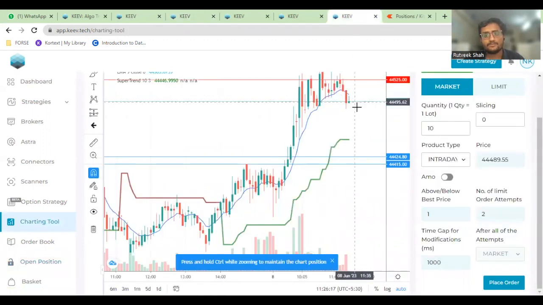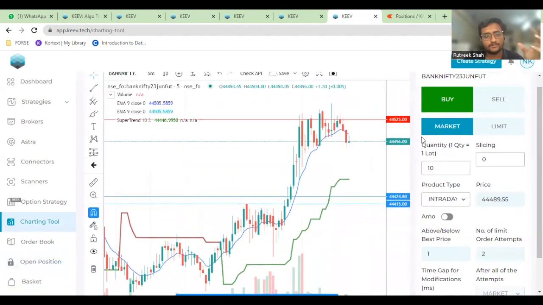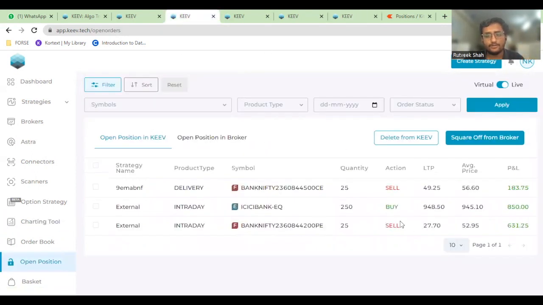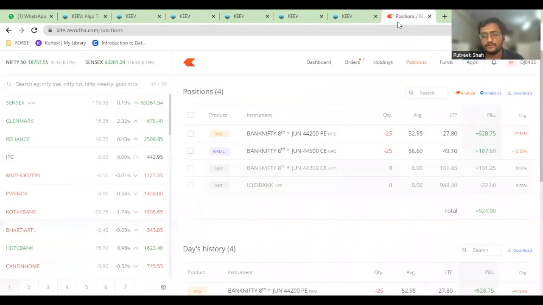Current ATM as per the system is 44,500 because we had kept the ATM should be based on the future prices. That is around 44,500 right now. So this is the open position right now. We'll check it with our broker as well.